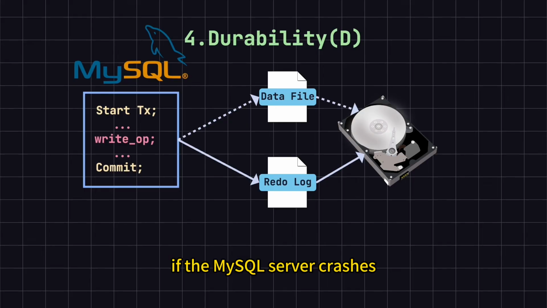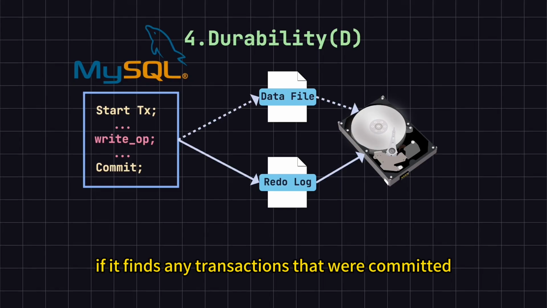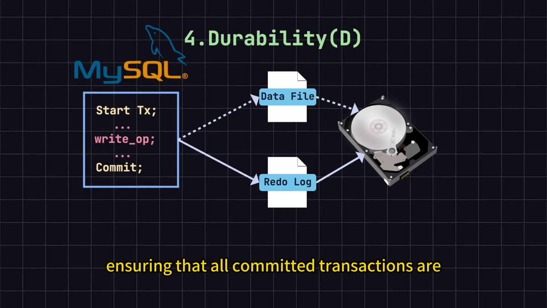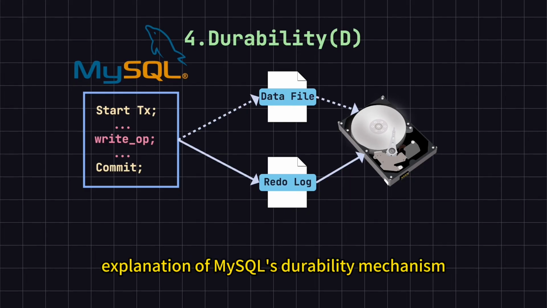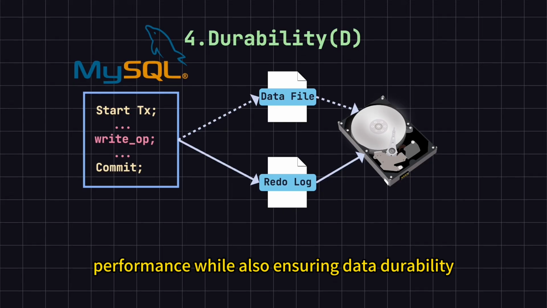If the MySQL server crashes, it will check the redo log when it restarts. If it finds any transactions that were committed but not yet written to the data files, it will use the information in the redo log to restore these transactions, ensuring that all committed transactions are permanently saved. It's important to note that this explanation of MySQL's durability mechanism is a simplified model. The actual process is more complex, but the basic principles are the same. This way, MySQL balances performance while also ensuring data durability.